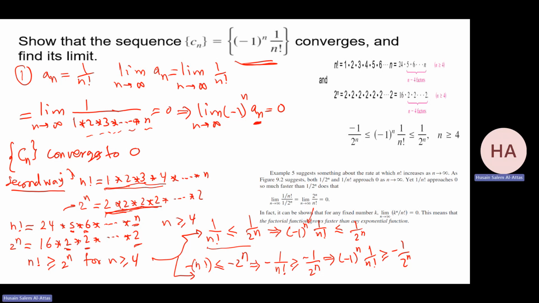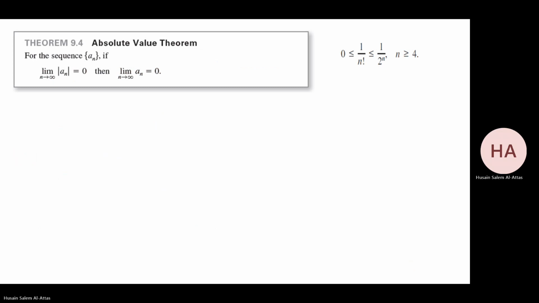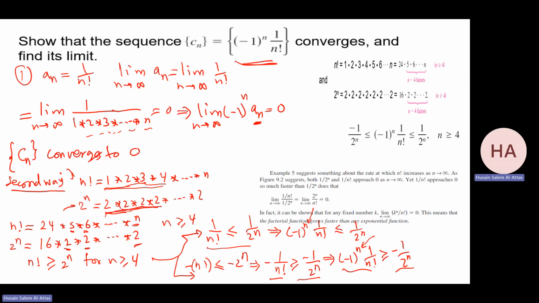Why? Because if n is odd, I have this relation. If it is even, this will be positive and this is negative. For sure, the positive will be greater than or equal to the negative. So that means what? Yeah, that means I have this less than or equal to this, greater than or equal to this.